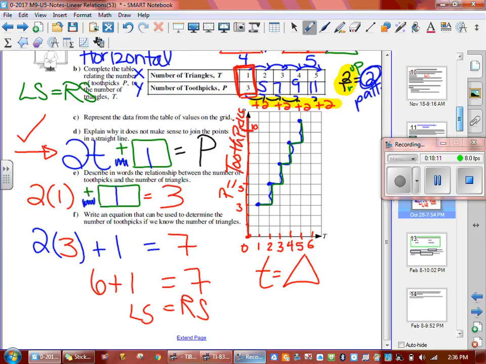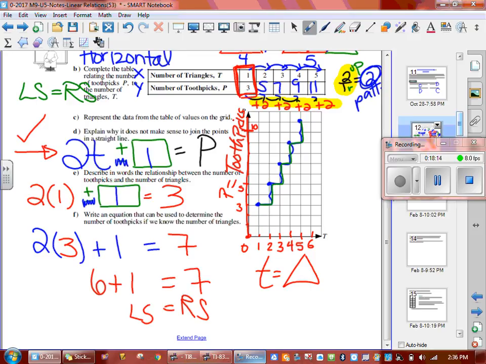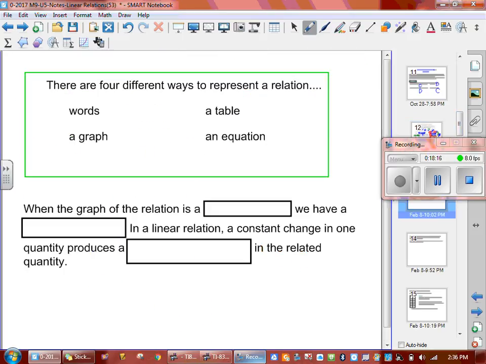We can represent relations in many different ways. So, we can use words, we could use graphs, we can use a table, and we can use an equation. We just saw examples where we had a situation describing words, we had a table of values where we had to create an equation, then we had to graph our equation. So, we have multiple things we have to do for each equation. Now, the graph of our relation is considered to be a straight line.